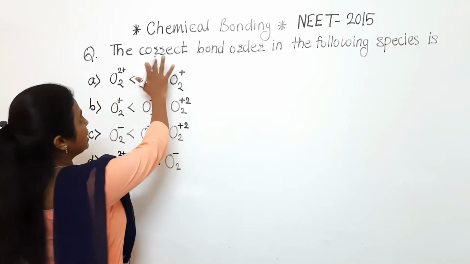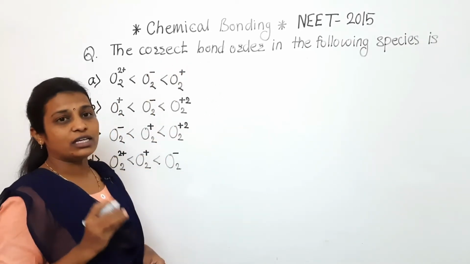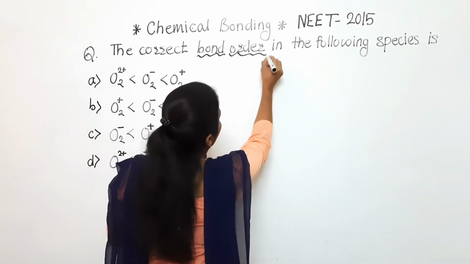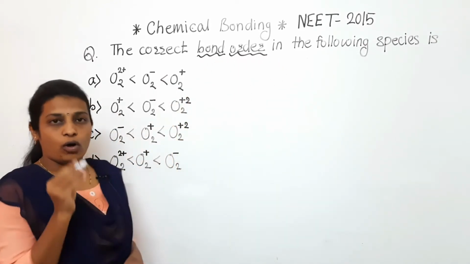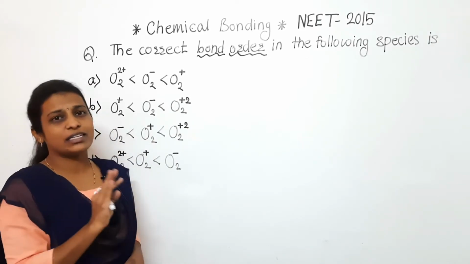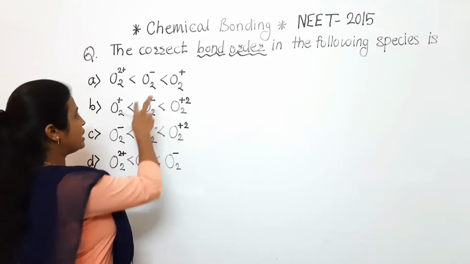Question is the correct bond order in the following species is. Means simply we have to see bond order of these following options, or what is the correct order, increasing order or decreasing order, but that we will discuss now.